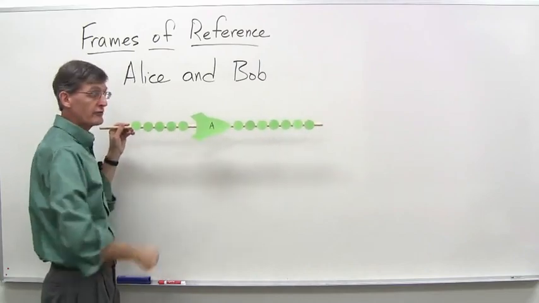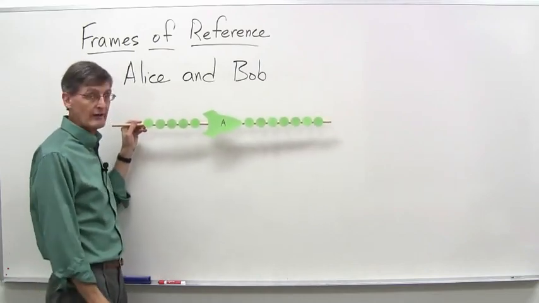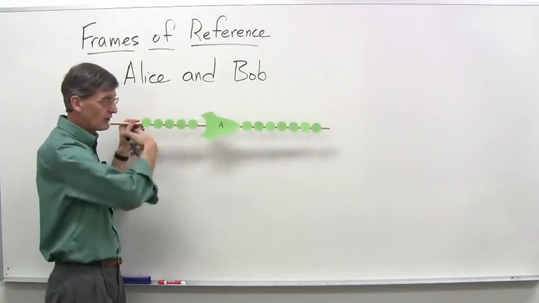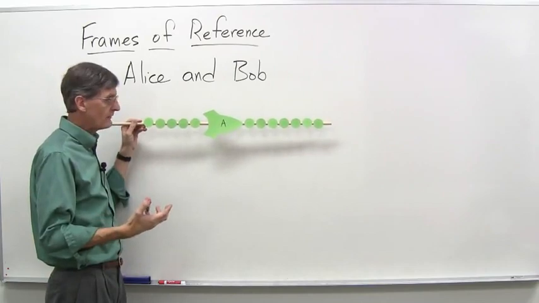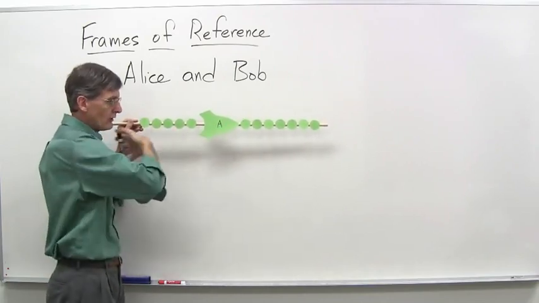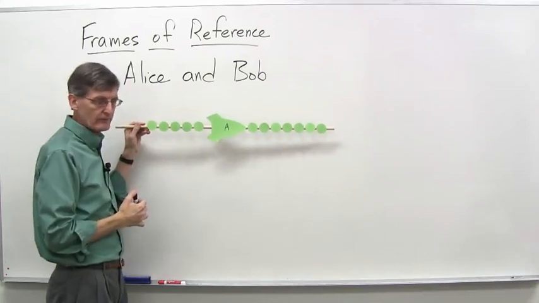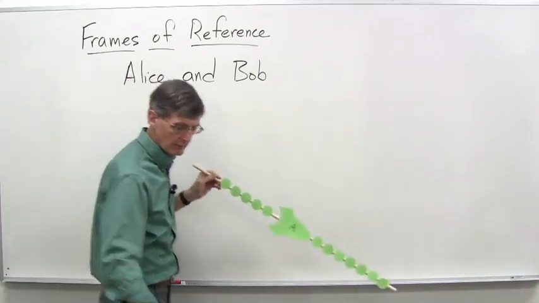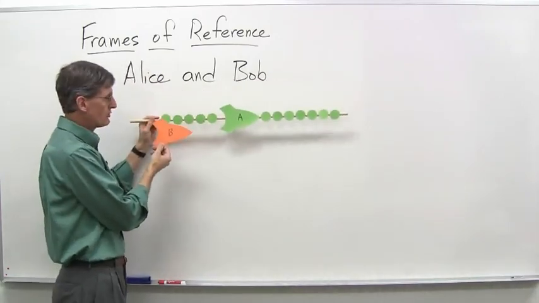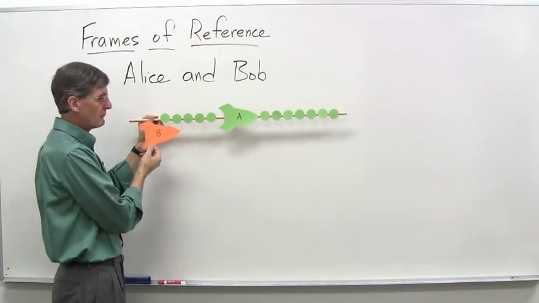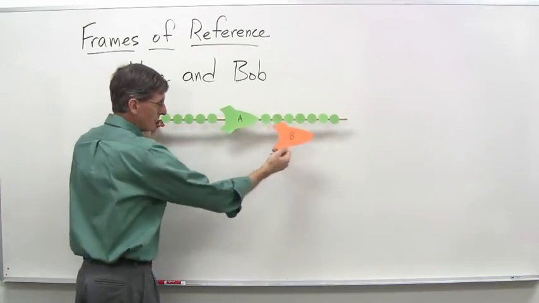So as far as Alice is concerned, we'll just start off with her at rest. And she has all her clocks set up there. And so she can record any event that occurs along her horizontal axis here. So there's Alice. And now let's bring Bob into the picture. So Bob will have an orange spaceship here. And we can imagine that Bob is flying by Alice like that.